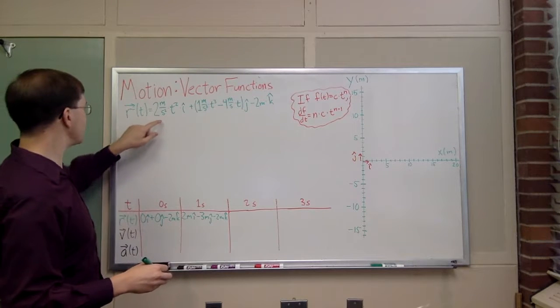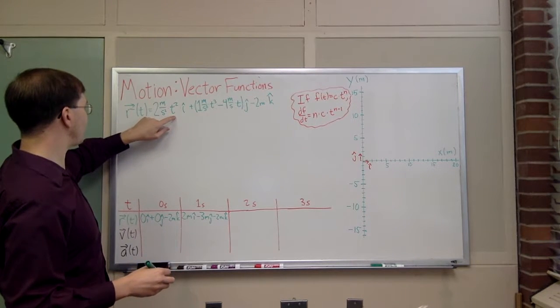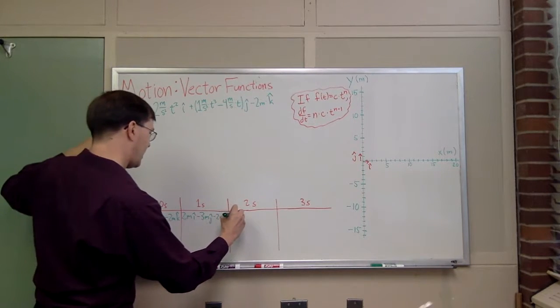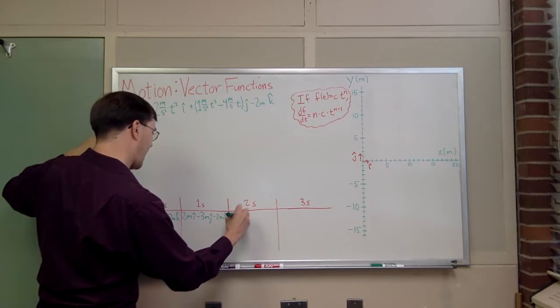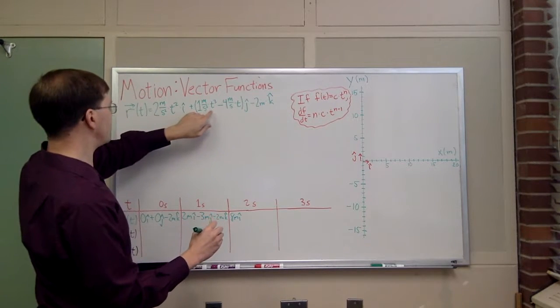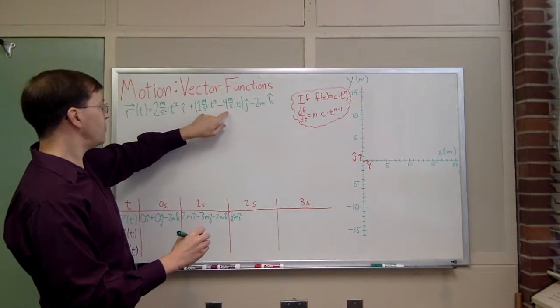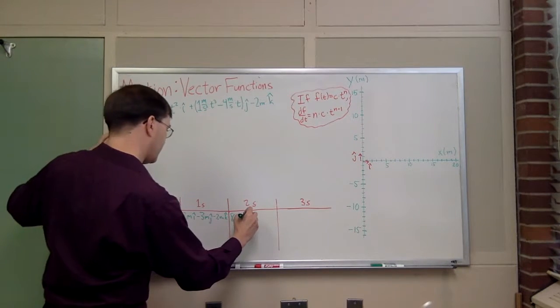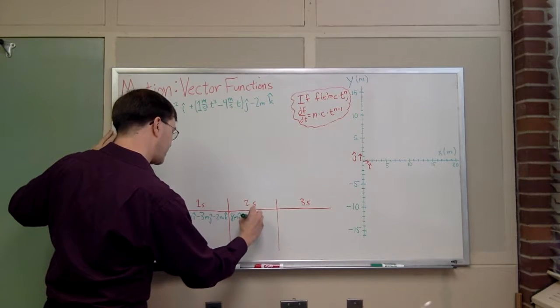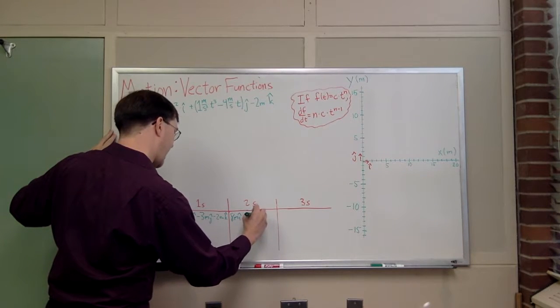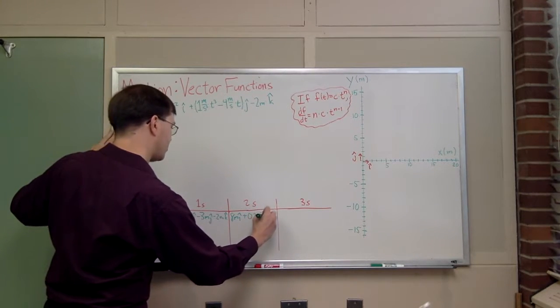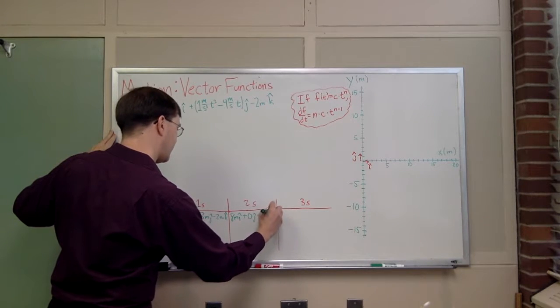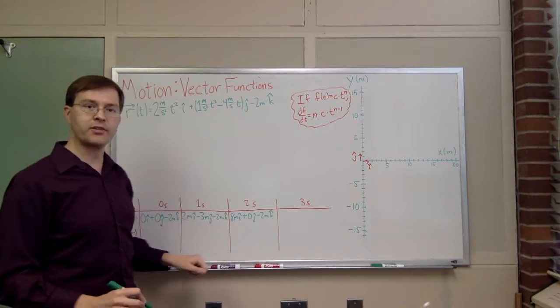At 2 seconds, 2 times 2 squared is 8. So that's 8 meters i hat. 2 cubed is 8 here. Minus 4 times 2 is 8 here. And the units come out again. That gives me 0. Again, I could just leave it out, but I'll say 0 j hat, minus 2 meters k hat here. So I've got that for my 2 second point.